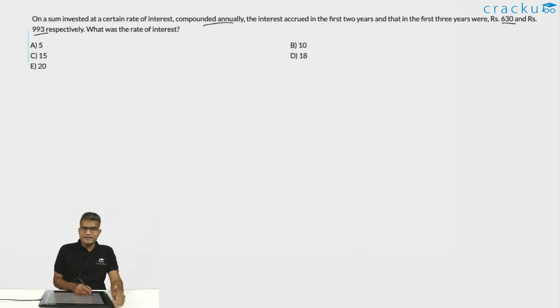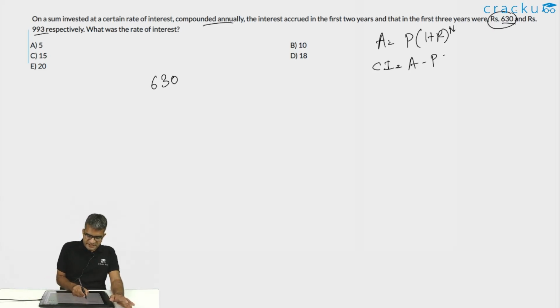We know that in compound interest, the amount at the end of n years is p into 1 plus r whole to the power n. So the interest, the compound interest, is equal to amount minus principal. So in this case, if you are told that the compound interest after 2 years is 630, it would imply that 630 is equal to p into 1 plus r whole square minus p.